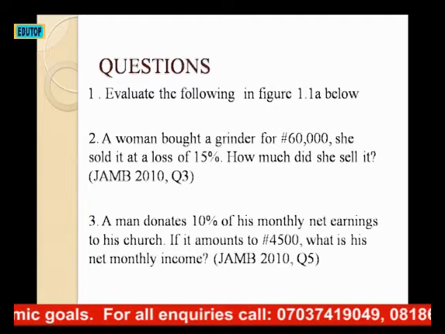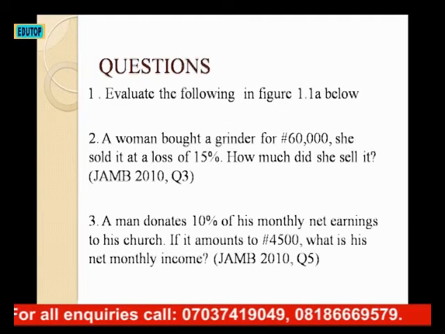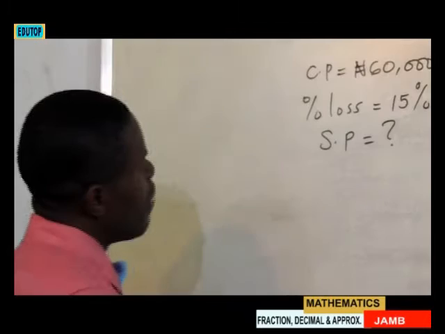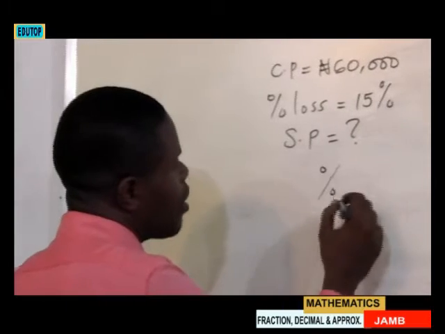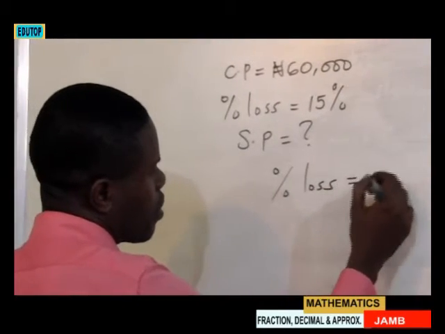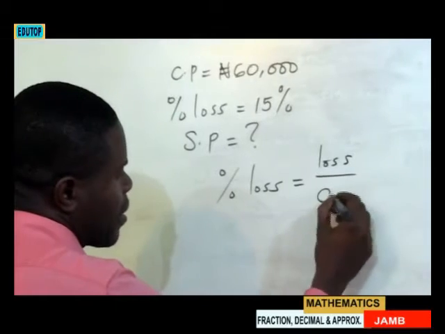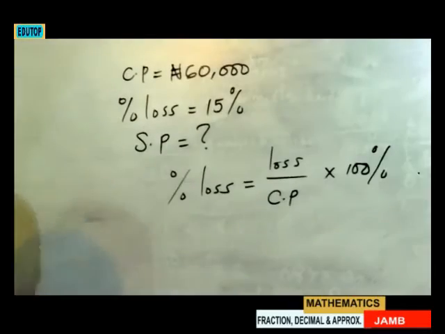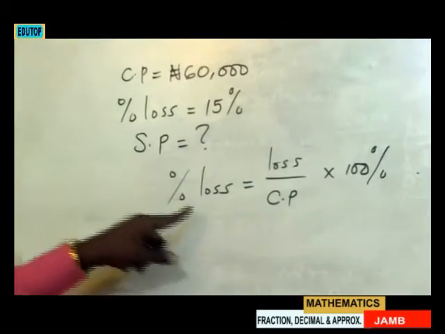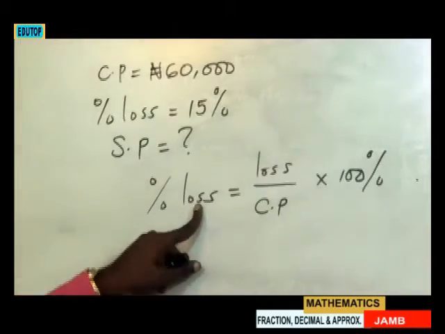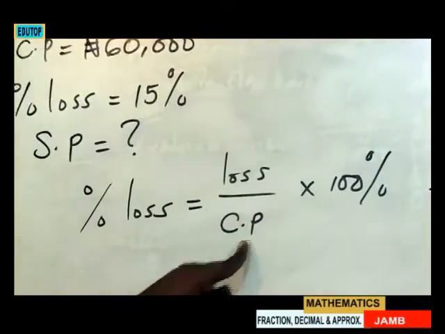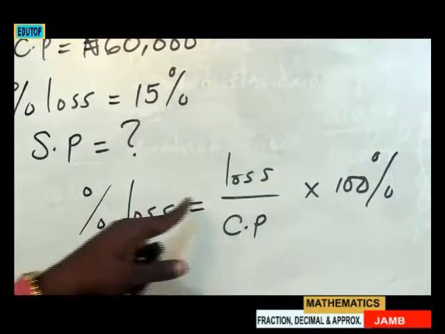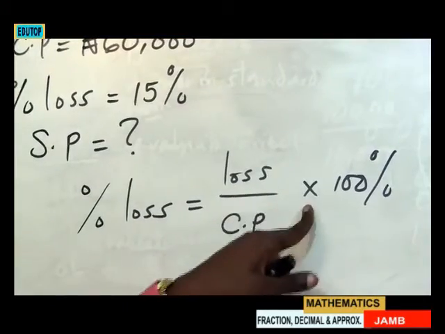In this respect, it is good to note the formula connecting all these parameters. And the formula that will be connecting them will definitely be percentage loss, which is equal to loss over cost price times 100%. That is the formula. If the question was structured on gain, percentage gain will also be gain over cost price times 100%. But in this respect, it is loss.